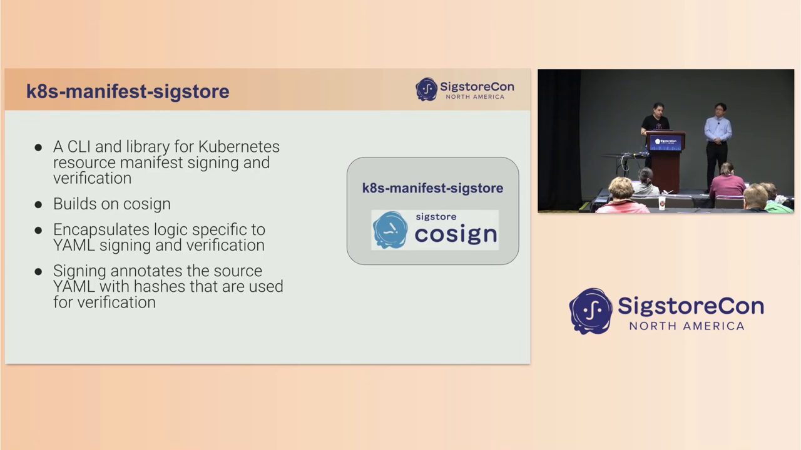Diving into the how, and you'll see some of this live in the demo, there are two components we're going to use. First, there's a Sigstore CLI, in a repo under the Sigstore repository, k8s-manifest-sigstore. It contains a command line as well as a library, everything you would need to sign and verify YAML resources. It builds on top of Cosign. It has logic to inspect the YAML and convert that into a couple of hashes, which are ingested in the YAML file itself. So you end up with annotations within the YAML file, which are then used for verification.